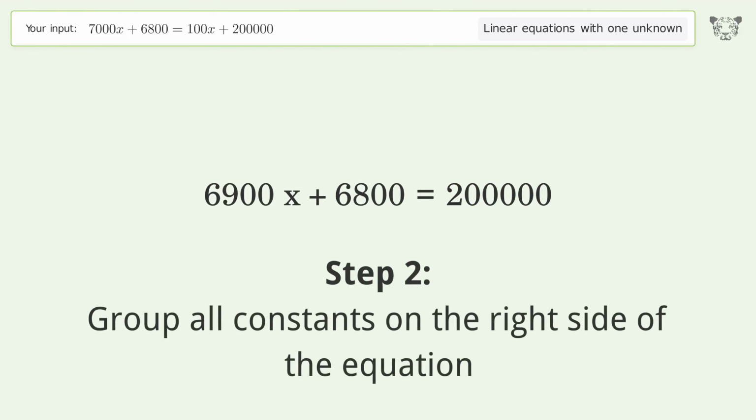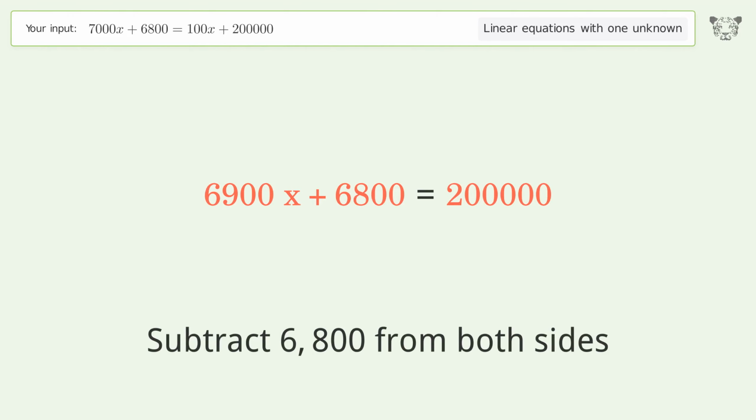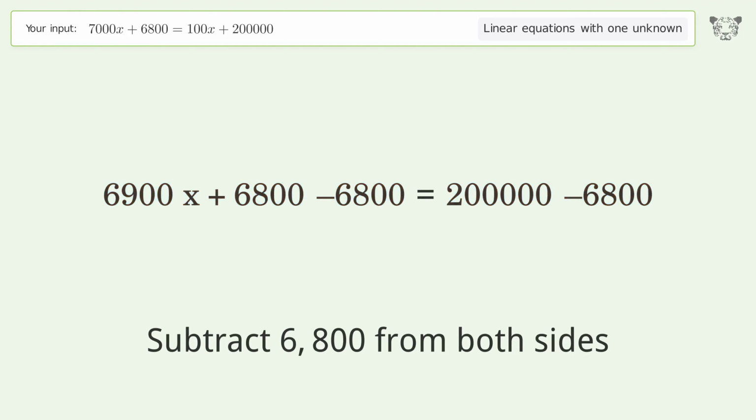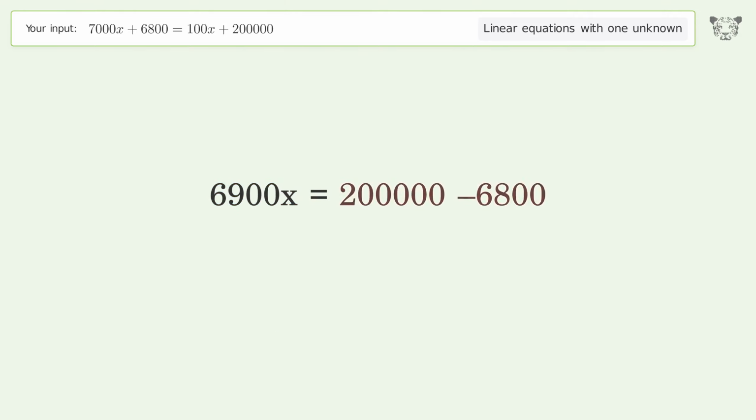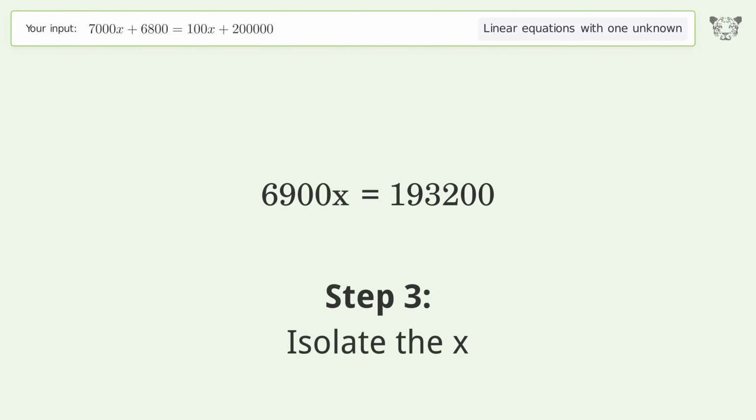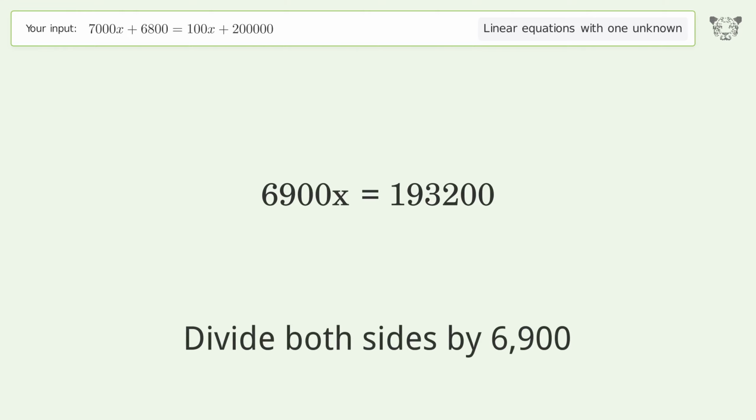Group all constants on the right side of the equation. Subtract 6800 from both sides. Simplify the arithmetic. Isolate the x. Divide both sides by 6900.